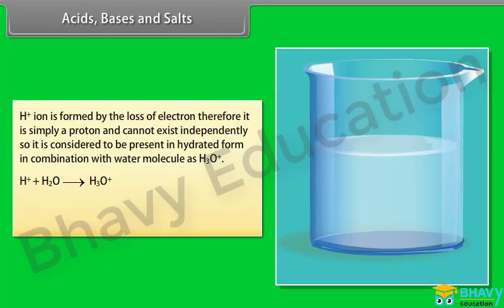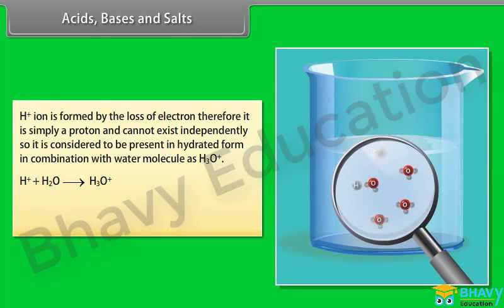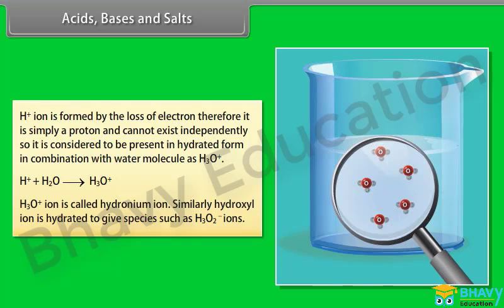H+ ion is formed by the loss of electron, therefore it is simply a proton and cannot exist independently. So it is considered to be present in hydrated form in combination with water molecule as H3O+. H3O+ ion is called hydronium ion. Similarly, hydroxyl ion is hydrated to give species such as H3O2- ions.